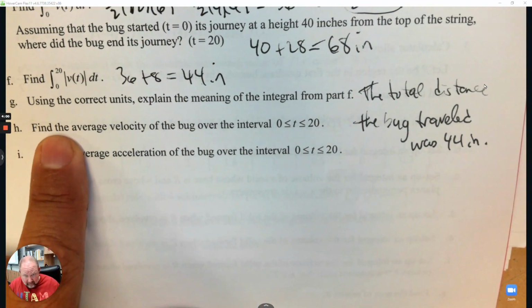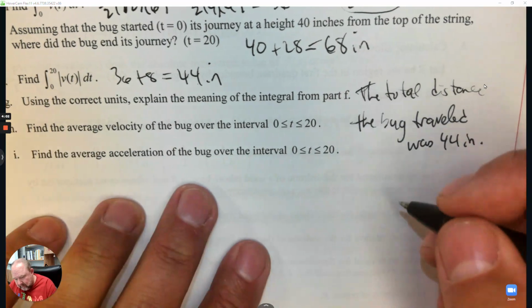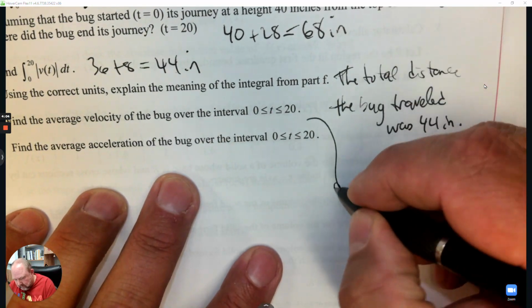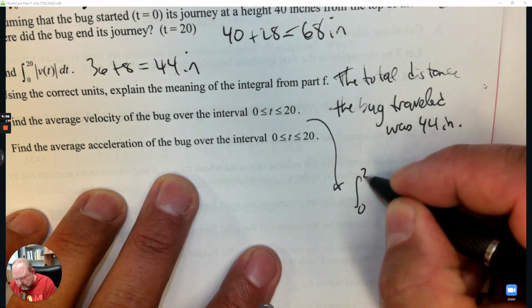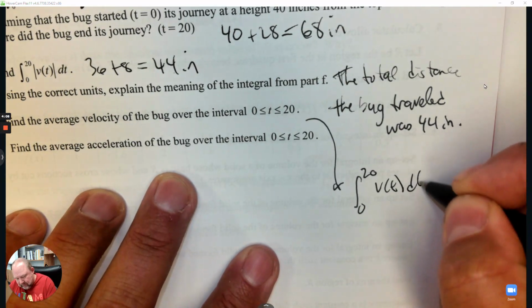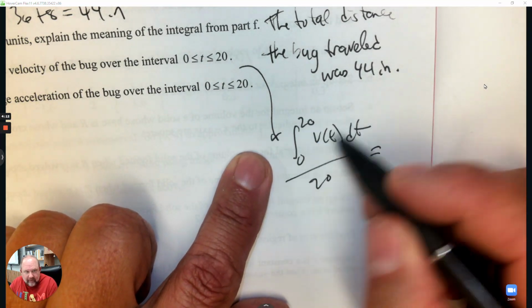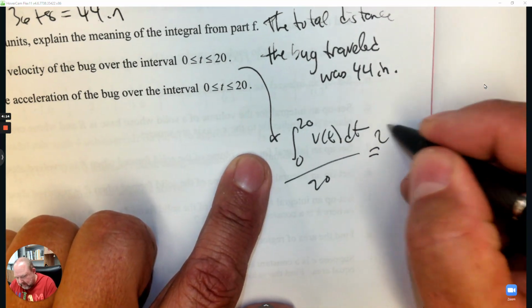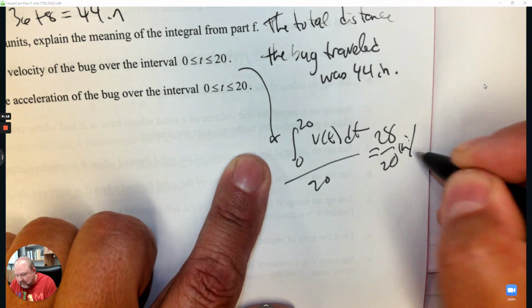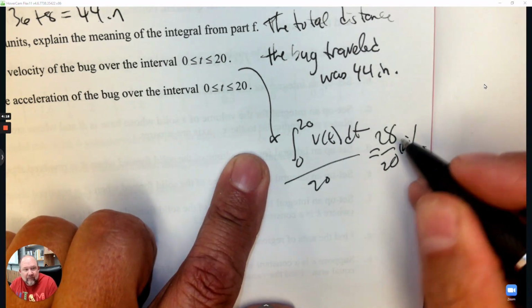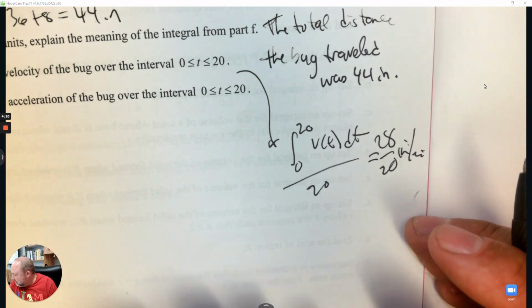Find the average velocity of the bug. So for this one, we'll do over here, it's integrating from 0 to 20. Find the average value divided by 20. So we already did this work above. That answer was 28 divided by 20, and that's inches per minute. So on average, that's how fast it was going.